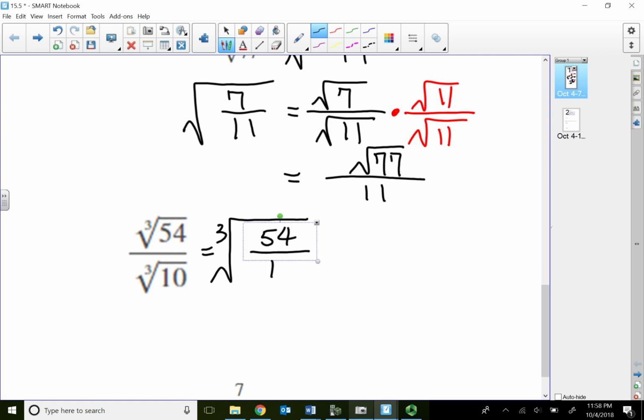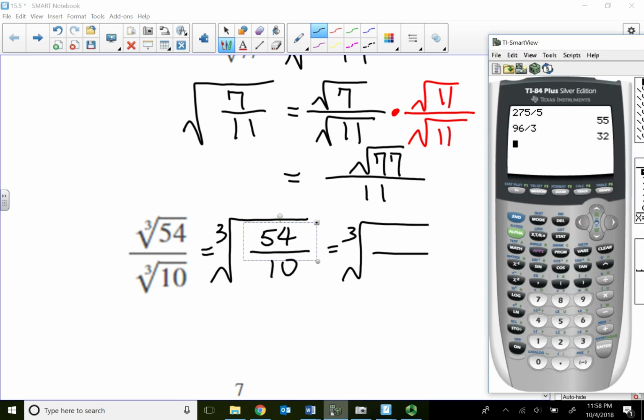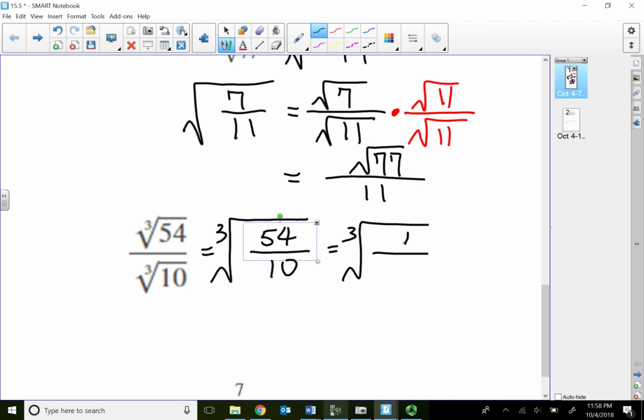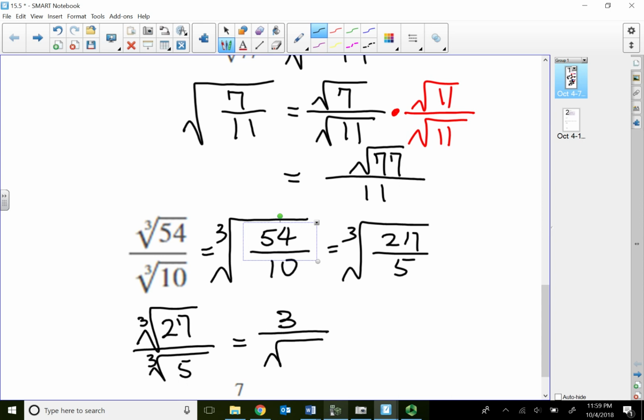54 and 10 reduce. If you want to, you can put it in your calculator. Let's do that. 54 divided by 10, convert into a fraction. So that's 27 over 5. And this is nice because with cube roots, let's split them up now. This is cube root of 27 over cube root of 5. We know cube root of 27 is simply a 3, right? Over cube root of 5.